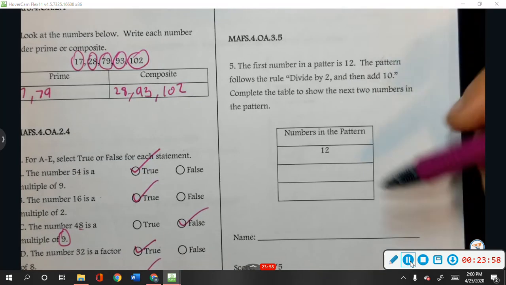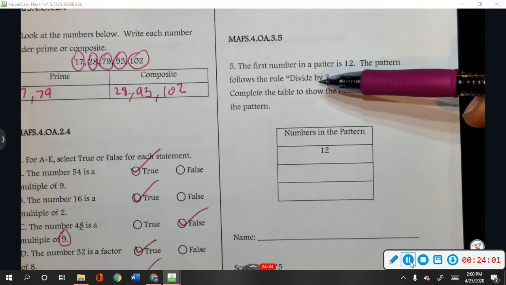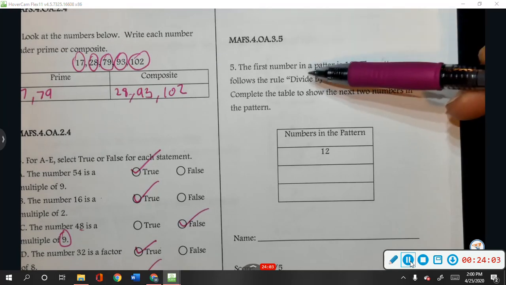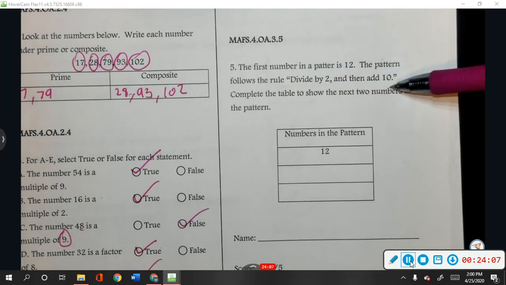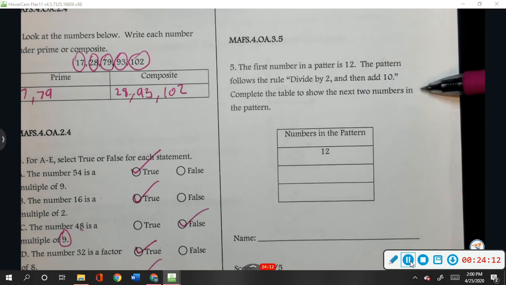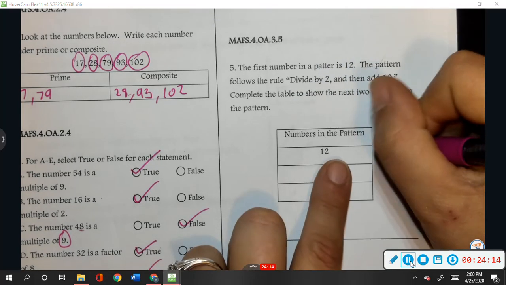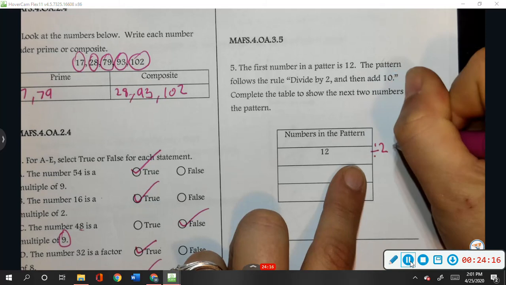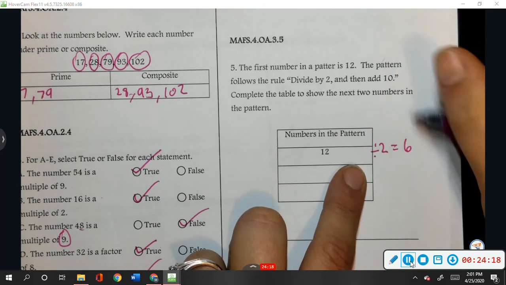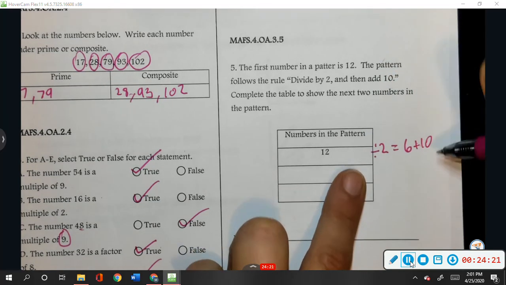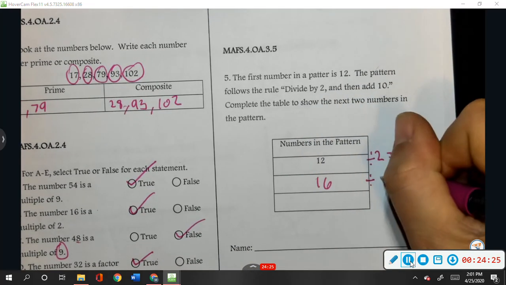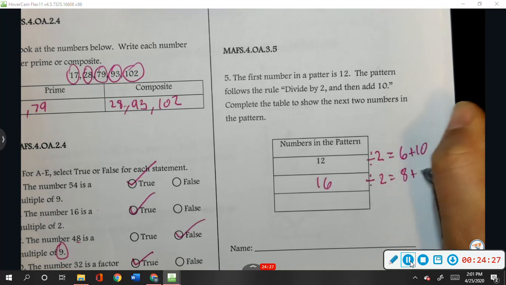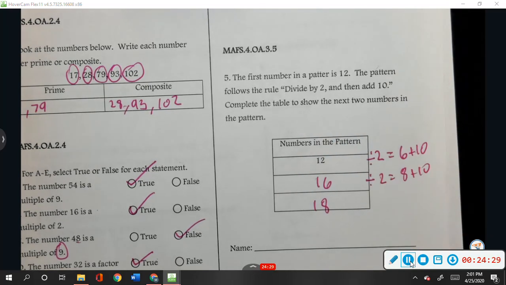Number 5. The first number in a pattern is 12. The pattern shows the rule divide by 2 and then add 10. Complete the table to show the next two numbers. So we're going to take 12, we're going to divide it by 2, which is 6, and then we're going to add 10 to it, which equals 16. Then we're going to do the same thing here. Divide by 2, that'd be 8, add 10, that would be 18.